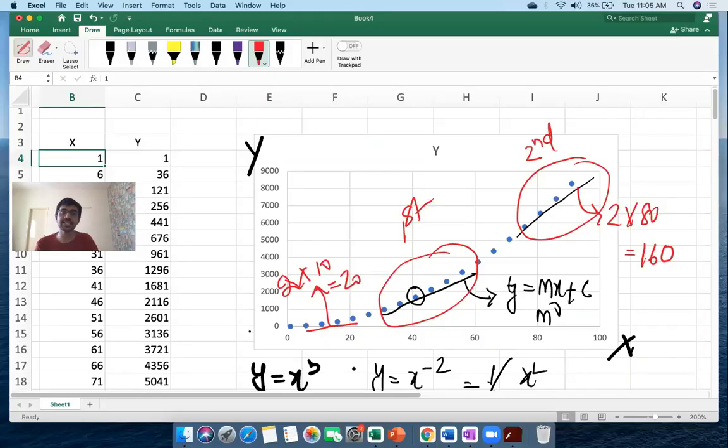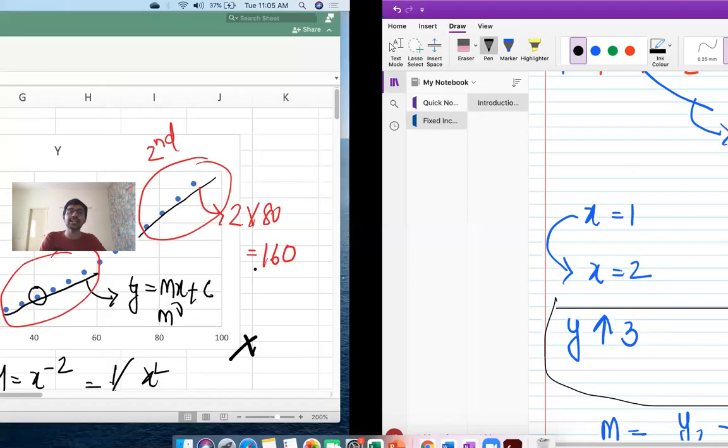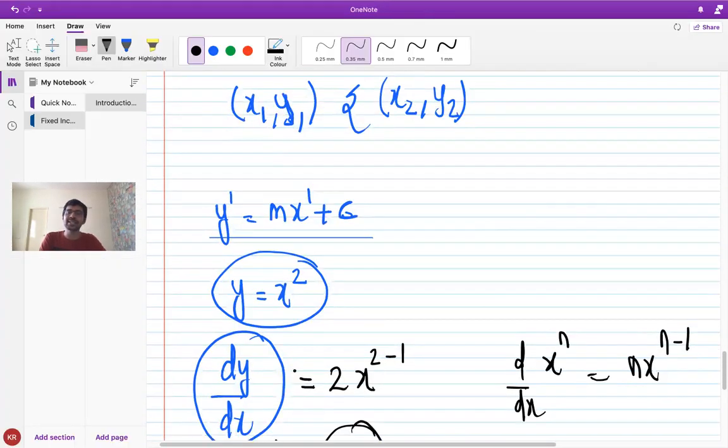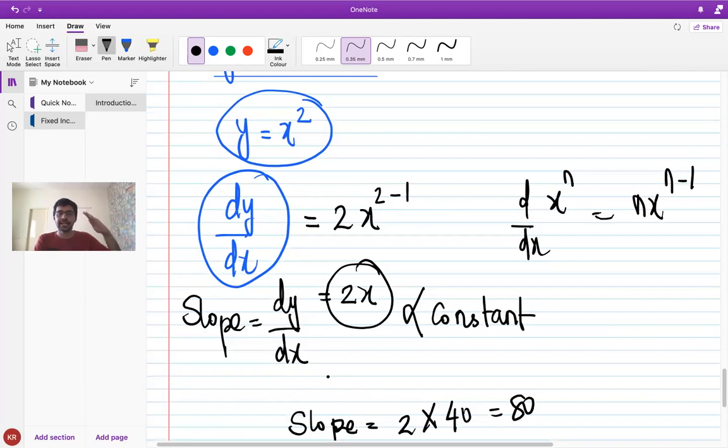But in this case, when x changes from 20 to 21, the change in y is only 40 units. But when x changes from 80 to 81, the change in y is 160 units. And this is because the slope itself is changing with change in x. When x increases, the slope is increasing. The tangent is becoming much steeper, and therefore the change in y is going to be magnified. At higher levels of x, y is going to change by higher levels.